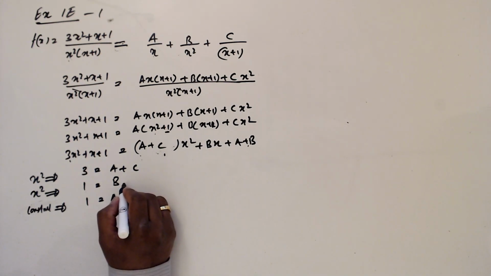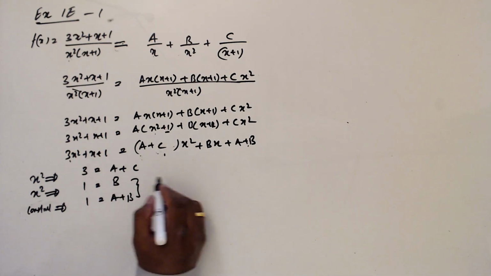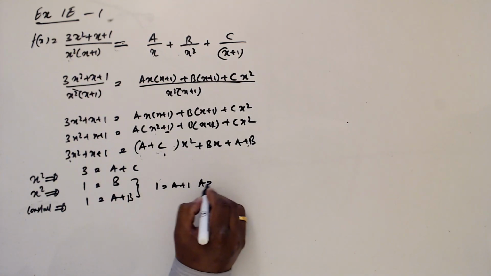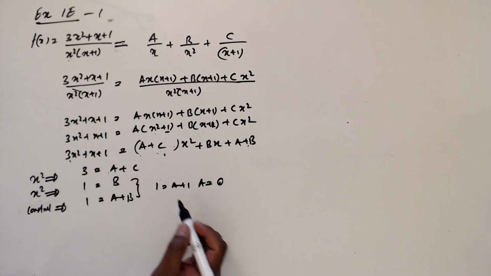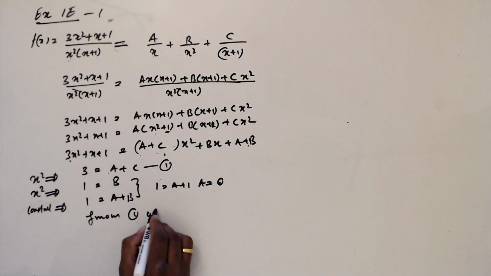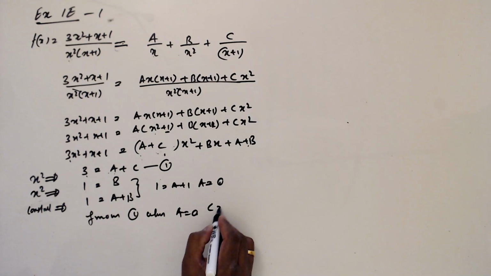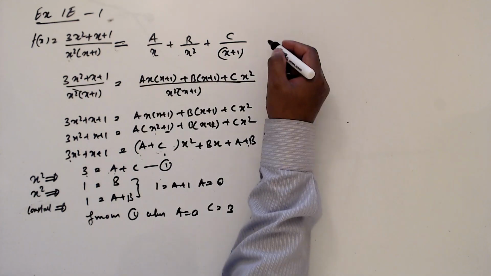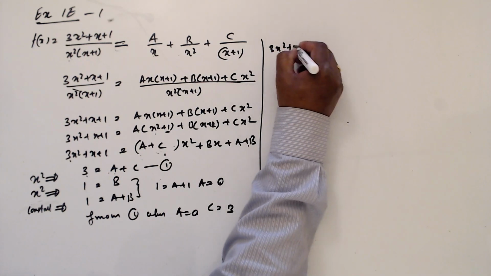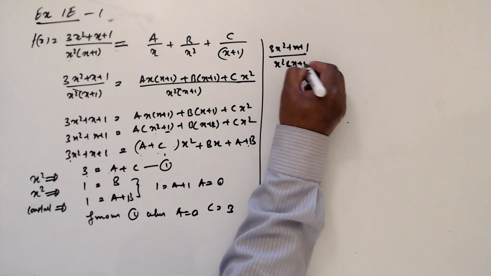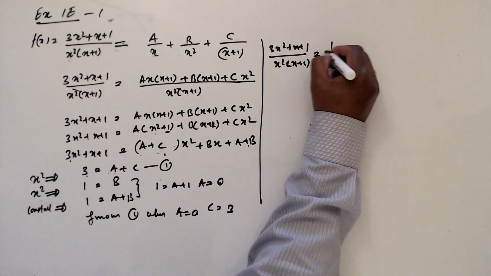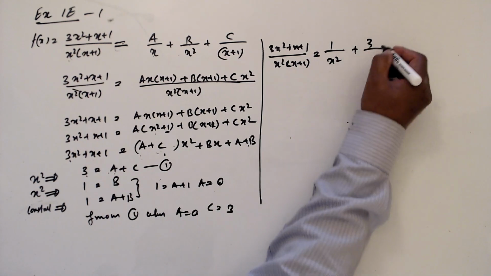So from here, we know that the B value is 1, then 1 equals A plus 1, and this will bring A equals 0. Then when A equals 0, C is, you can see, 3. Now this is going to vanish, and finally the answer is going to be 3x squared plus x plus 1 over x squared times x plus 1 equals, A is 0, it vanishes. Then B, we found, equals 1, so 1 over x squared plus C is 3 over x plus 1.